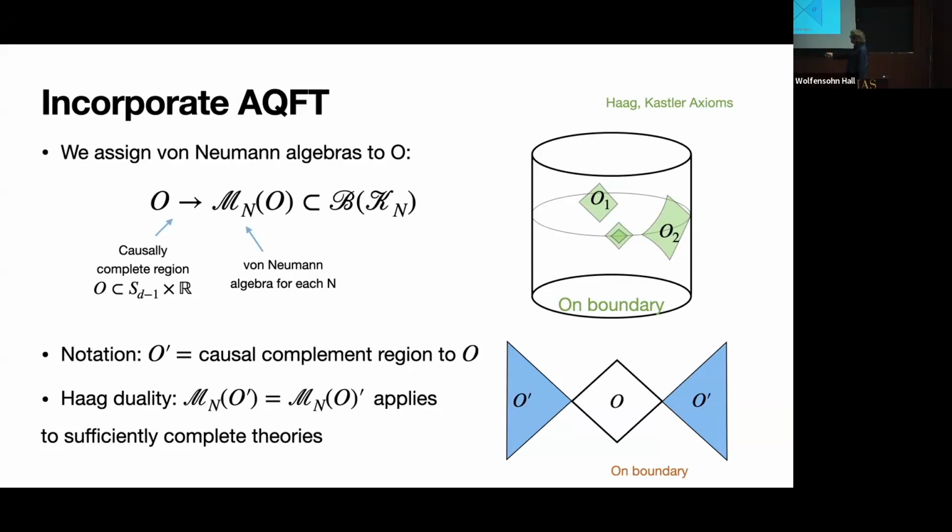Now, a thing that's less obvious: if I take this causally complete region and I take its causal complement on the boundary. So if I have a boundary diamond, for example, O prime is also a diamond on the cylinder. It's just the complement diamond.